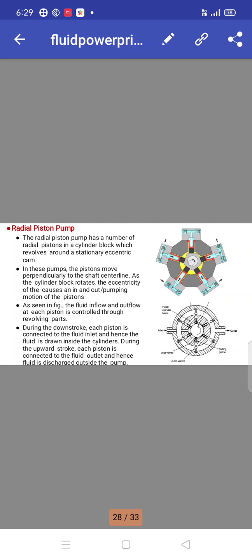So, radial piston pumps. The radial pump has a number of radial pistons in a cylindrical block which revolves around a stationary eccentric cam. In these pumps, the pistons move perpendicular to the shaft centerline. As the cylinder block rotates, the eccentricity causes an in and out pumping motion of the pistons. The fluid inflow and outflow at each piston is controlled through revolving parts. During the downstroke, each piston is connected to the fluid inlet and hence fluid is drawn inside the cylinders. During the upward stroke, each piston is connected to the fluid outlet. Hence, the fluid is discharged outside the pump.